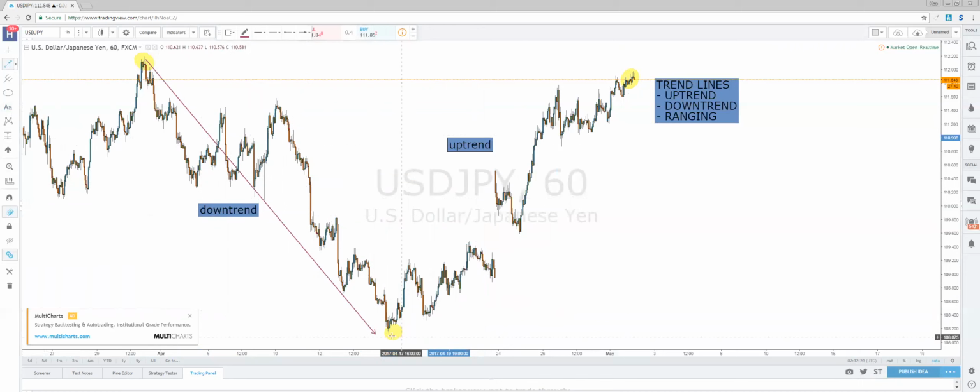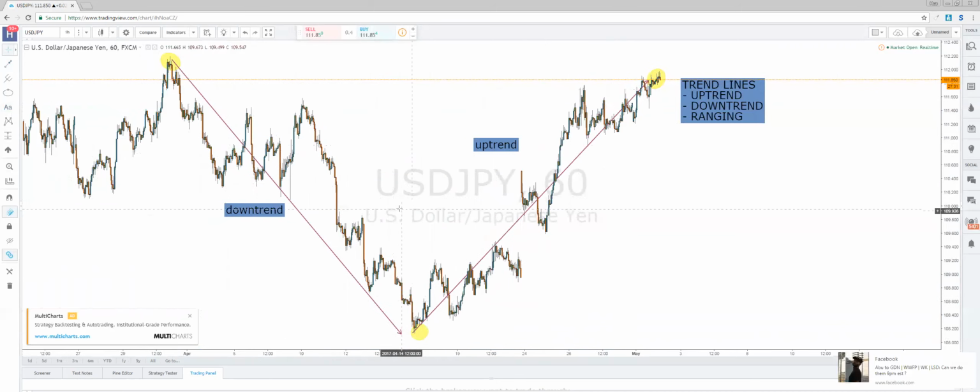Okay, uptrend is going up. We only want to trade trends. Why? Because trends give us a clear idea of where the market is moving. In an uptrend, I know it's going up. In a downtrend, I know it's going down.